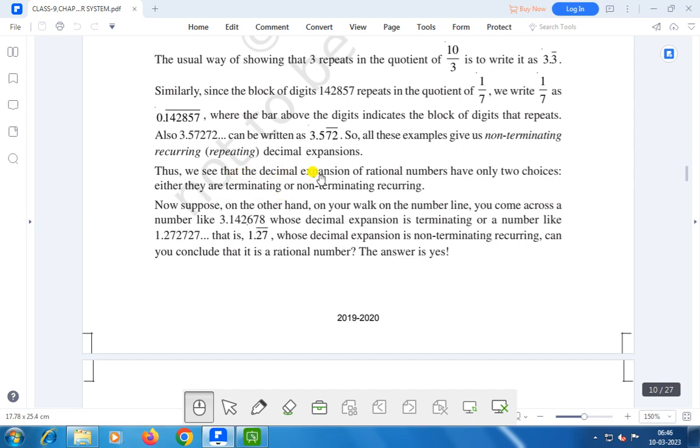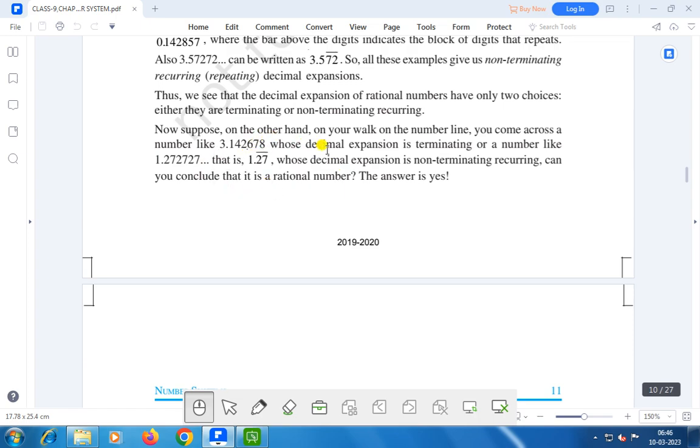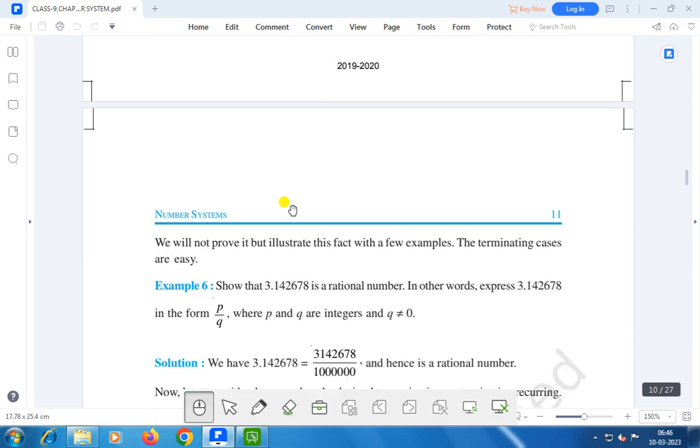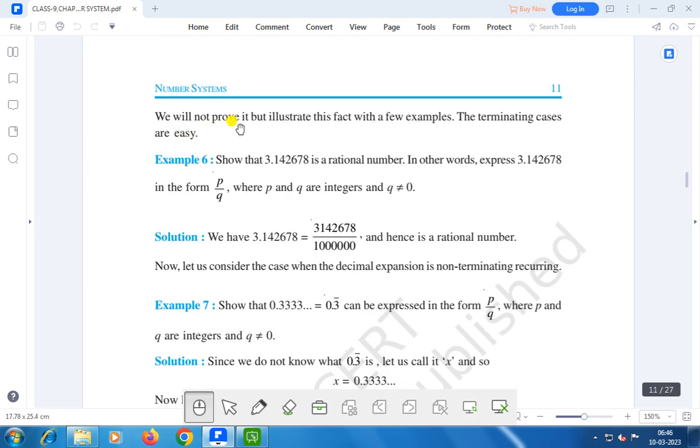Thus you see that the decimal expansion of rational numbers has only two choices: either terminating or non-terminating recurring. Now suppose, on your walk on the number line, you come across a number like 3.142678, whose decimal expansion is terminating, or a number like 1.27 repeating, whose decimal expansion is non-terminating recurring. Can you conclude that it is a rational? The answer is yes. We will not prove it, but illustrate this fact with a few examples.